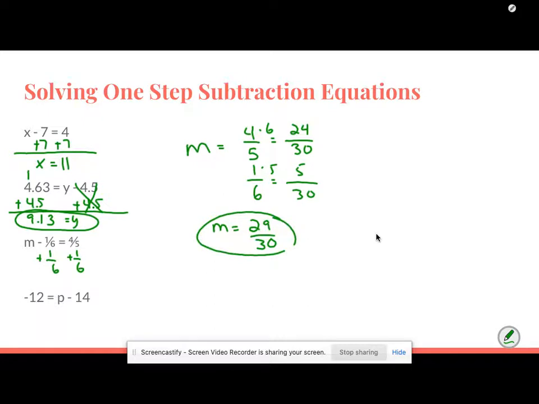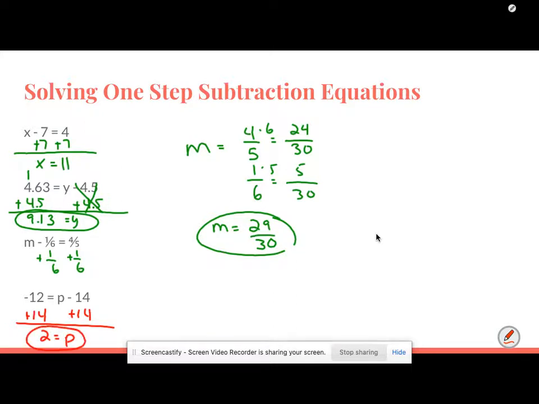And again, just like the addition ones, we may end up having our solution be a negative number, and that's okay. Or you may see just negative numbers in your equation to begin with. So if I add 14, well, negative 12 plus 14 is 2. And that would be my final answer.